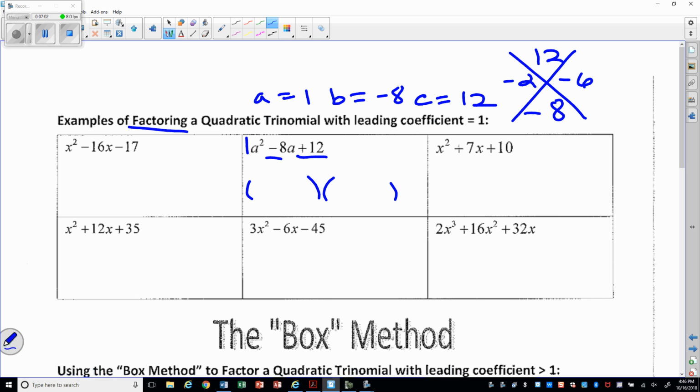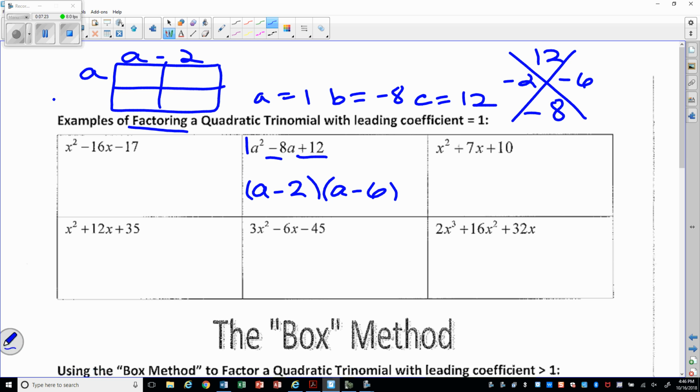If I multiply them together, I get a positive 12, and if I add them together, I get a negative 8. So my factors would be a minus 2 and a minus 6. If I check it out, that was unFOILing. If I actually FOIL it, I'll go a minus 2 times a minus 6.